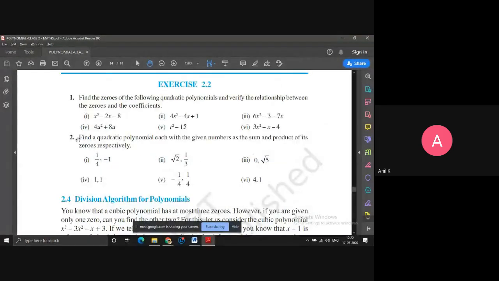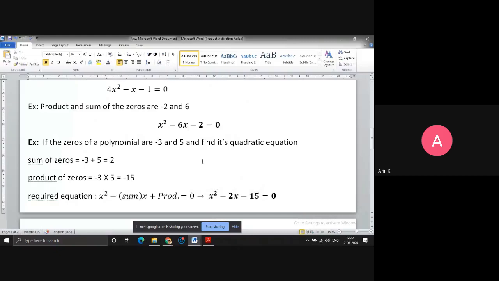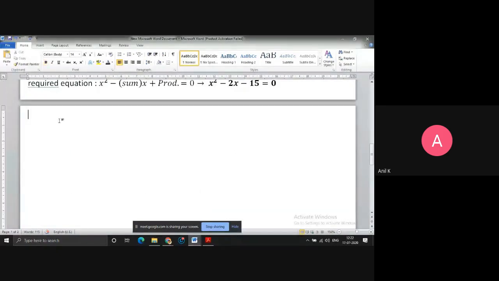So in the exercise 2.2, second question, all are sum and products are given, so there will be no confusion. But I upload a worksheet to you. There you have to read the question properly before you are trying to solve it. Now, next example I will go.